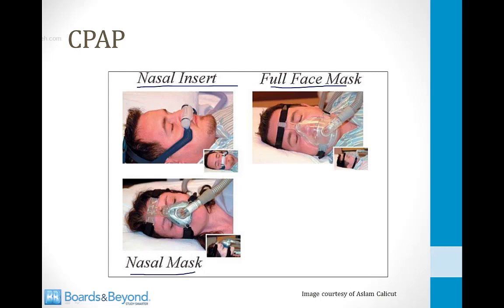So CPAP therapy, although it works in theory, for many patients it doesn't work in practice. And that concludes our module on sleep apnea.